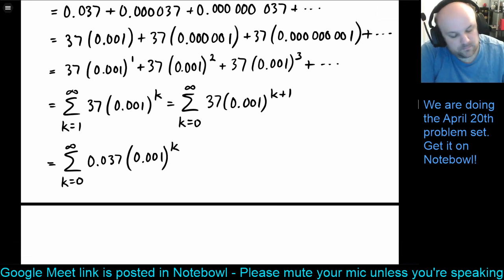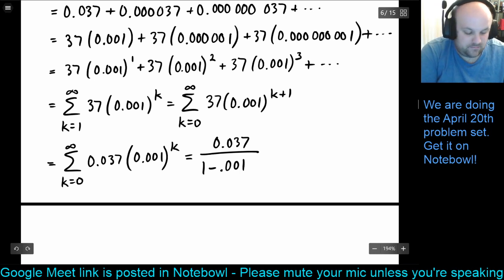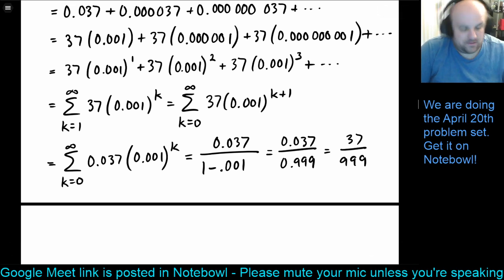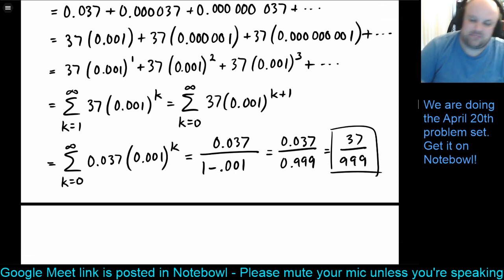Right? So what's going on here? We get a over 1 minus r. So 0.037 over 1 minus 0.001. Right? So this is 0.037 over 0.999. So this is 37 over 999. Pretty neat, right? I think this is pretty neat.